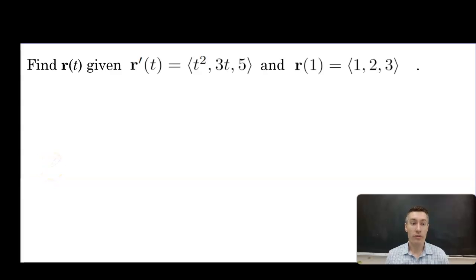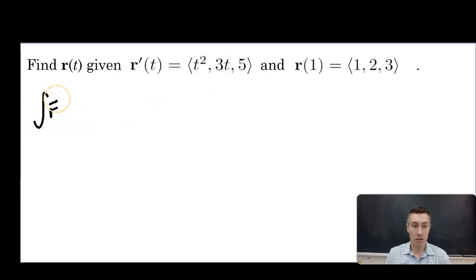All right, find r of t given r prime of t equals t squared, 3t, 5 and r of 1 is 1, 2, 3. So this is what we refer to as an initial value problem. So they've given us the derivative of r of t as well as an initial value. At t equals 1, we know the vector will be 1, 2, 3. So we can use this initial value to solve for that constant vector we get in an indefinite integral.